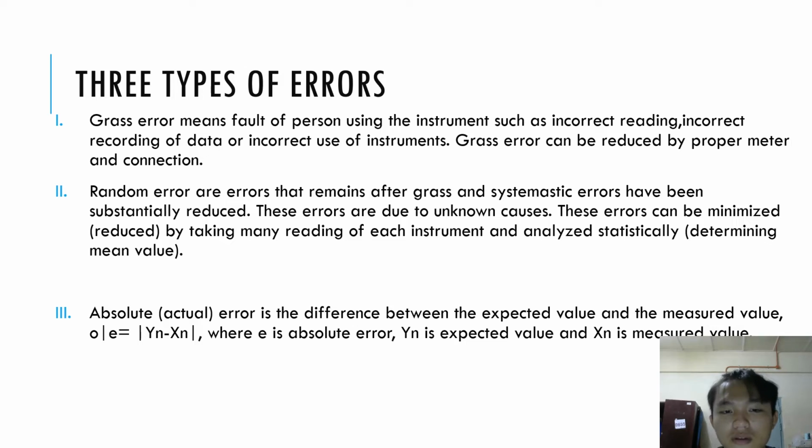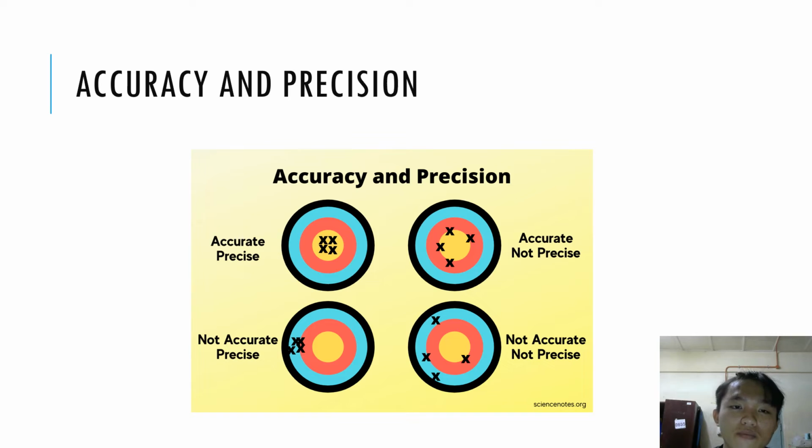Number three is absolute error. Absolute error is the difference between the expected value and the measured value. The formula is E equals yn minus xn, where E is the absolute error, yn is the expected value, and xn is the measured value. So this is accuracy and precision.